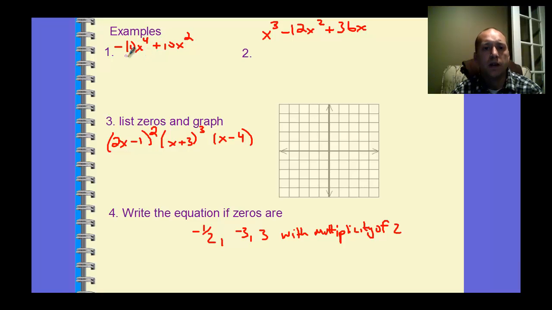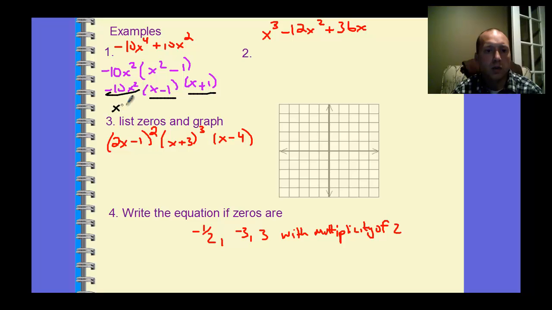So here I see both these terms have an x squared. They also have a 10. I'm actually going to factor out a negative 10x squared. If I factor that out, I'm left with x squared minus 1. And then this factors again to x minus 1 and x plus 1. After we have it factored, we set each factor equal to 0 to find all of these zeros or solutions. And so we have x would equal 0, 1, and negative 1 are the three solutions.